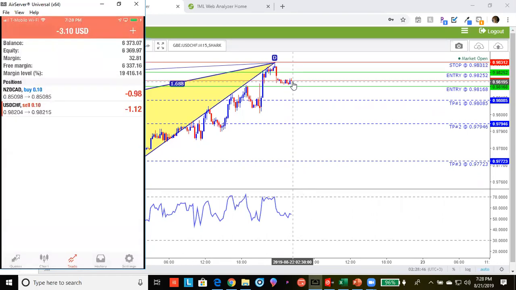So it's all about being patient. I see the NZD CAD going down in the right direction. It's playing around, but again, patience is what we need to have when we're trading.